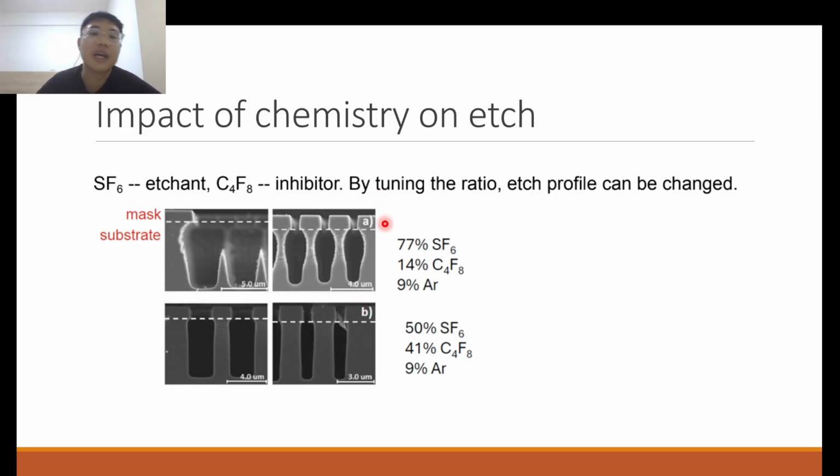So we may think, okay, how do I protect my sidewall? I reduce my concentration of the reactive gas that produces the most fluorine radicals, and I increase the ratio of my fluorocarbon that can produce polymer deposition on the sidewall. So now the sidewall is more protected, and my etch rate maybe is a bit slower, and indeed it produces a more anisotropic, nicer etch profile that is more towards what we want to achieve.